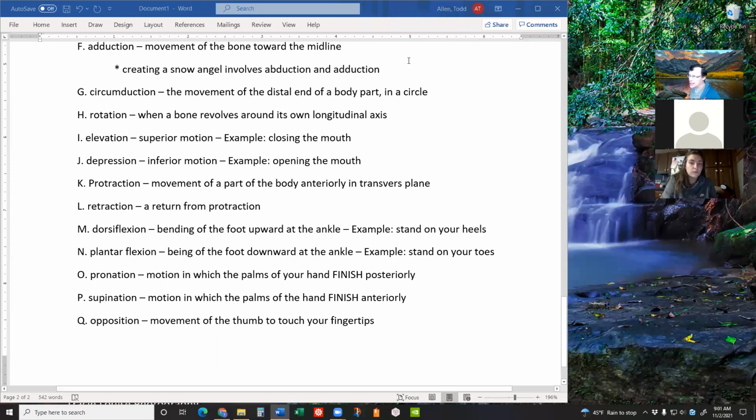Hold on to it for a count of 5. 1, 2, 3, 4, 5. Relax, folks. Go back to anatomical position. Shake it out a little bit. Go back to anatomical position. Okay. All right.